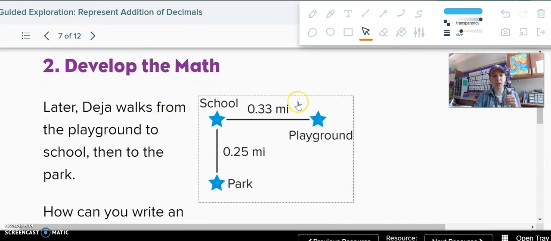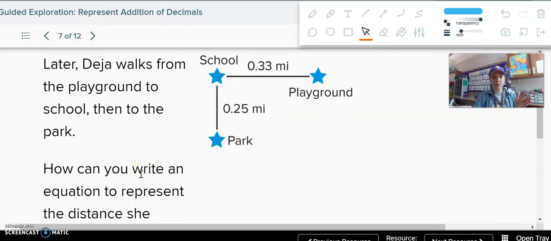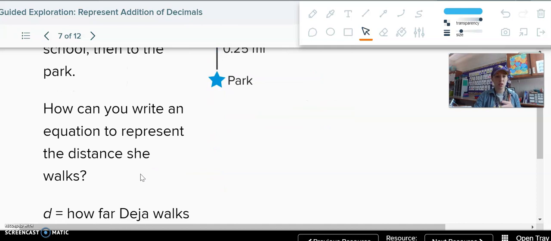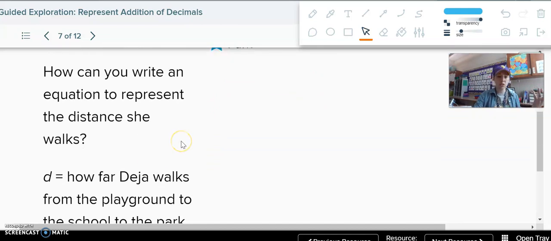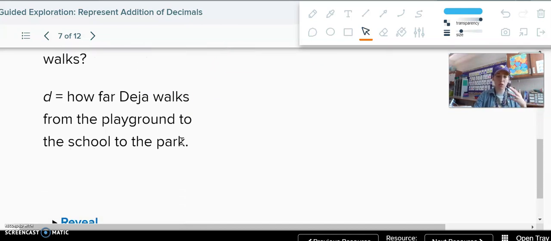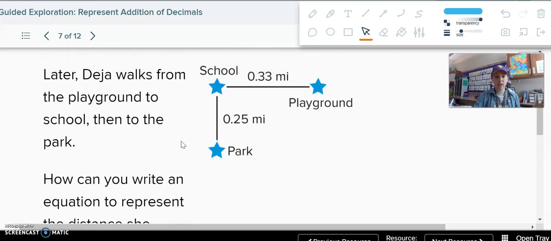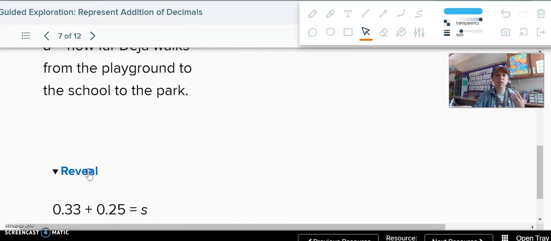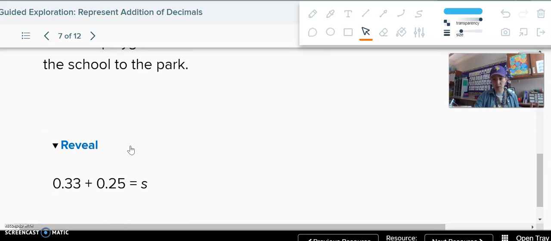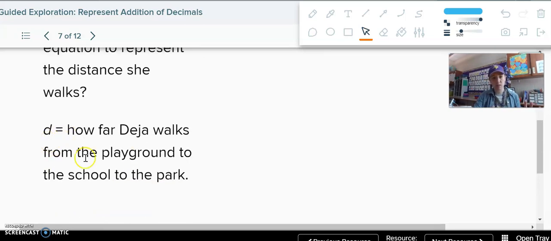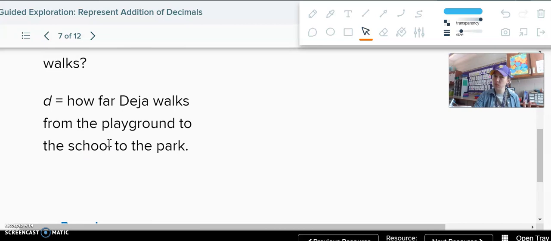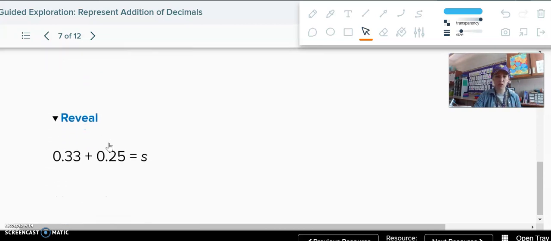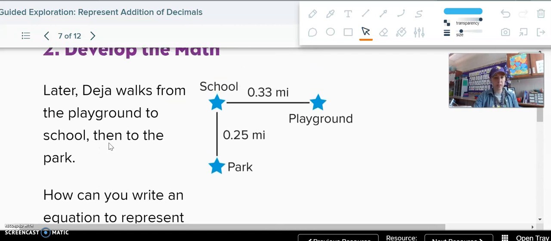All right, now we're doing playground to school, then to the park. So notice now we don't just have tenths, we also have hundredths. So how could we write an equation? Well, if D is how far she walks from the playground to the school to the park, again, I'm going to add them together because I'm getting the total combined. They're not equal groups, so just adding. 33 hundredths plus 25 hundredths equals S. Should say D. Sorry about that typo on the people who made this.